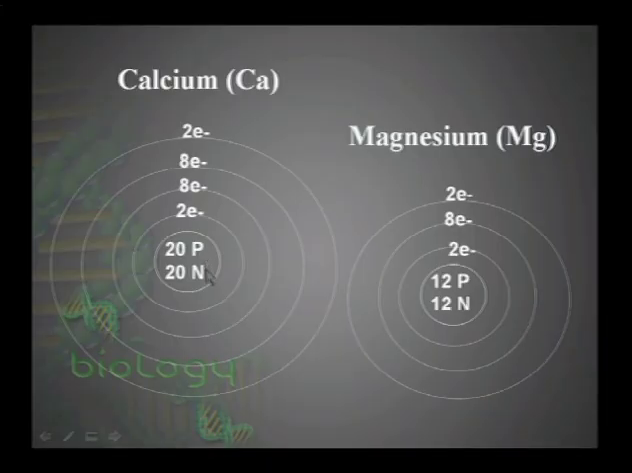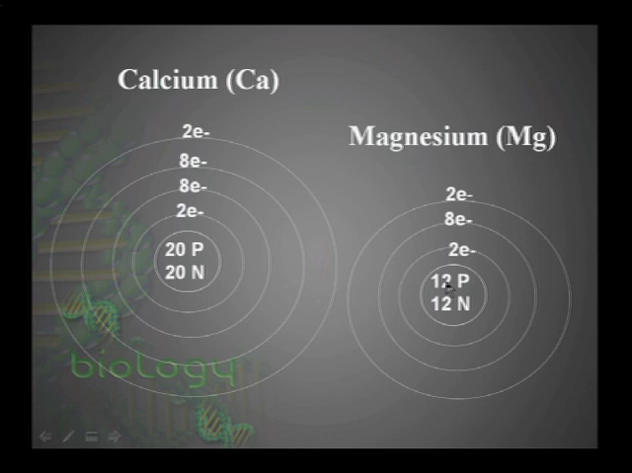So again, we would have 20 protons in the nucleus, 20 neutrons. If we assume 20 protons, we would also assume 20 electrons. So the first 2 go into the first orbital, the next 8 will go into the second orbital. It will only hold a maximum of 8. You may recall that the next 8 go into the third subshell, and then we have 2 left over, so they're going to go into that fourth shell. So 2 electrons in the outermost shell.